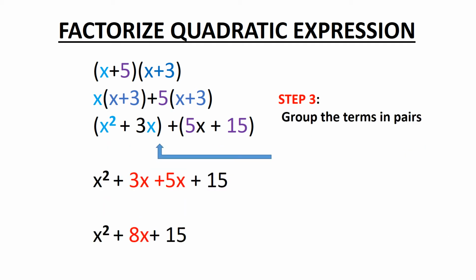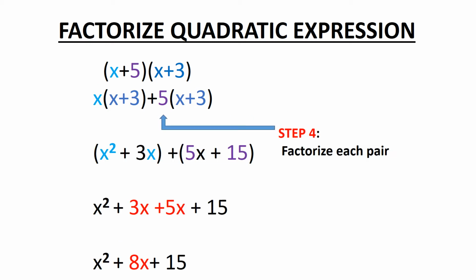Now that we have our 4 terms, we are going to factorize this expression by grouping the like terms. So we are grouping x squared plus 3x as one group and 5x plus 15 as another group. Now we are going to factorize each group.